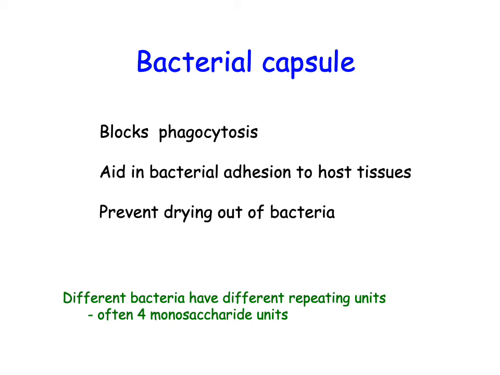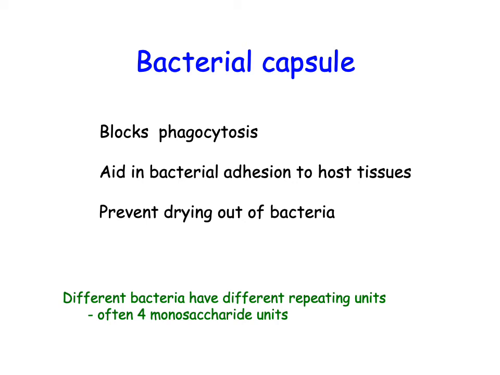Now, some bacteria have a capsule and are encapsulated, others are not. In fact, for some species of bacteria, some of the strains will be encapsulated and some won't. But if the bacteria is encapsulated by this carbohydrate, it can really serve to block phagocytosis, making the bacteria much more difficult to clear in the body. It can aid in bacterial adhesion to host tissues, and it can also prevent drying out of the bacteria.